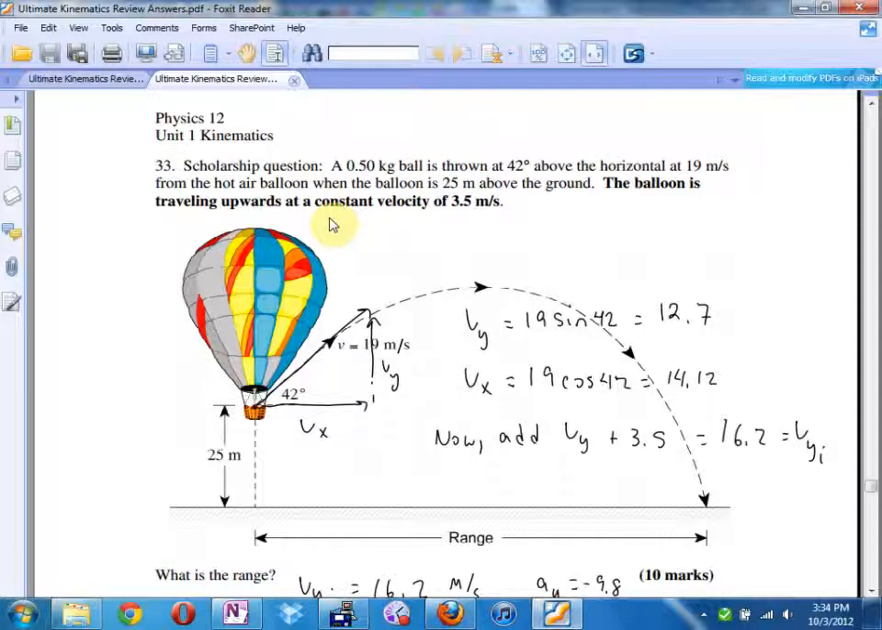The first part of that, I said, is a no-brainer. I see an angle, don't you? I went components. I said Vy is 12.7, Vx is 14.12. But the balloon is also traveling upwards vertically. That's going to add this 3.5 right here to the vertical. That's why I wrote down, now add 3.5 to Vy. That's your initial vertical velocity. And now, Brian, you can just freeze time for a split second and simply say, this is exactly like launching from a standstill cliff with an initial horizontal velocity of 14.12 and an initial vertical velocity of 16.12. Now it's a cliff question.